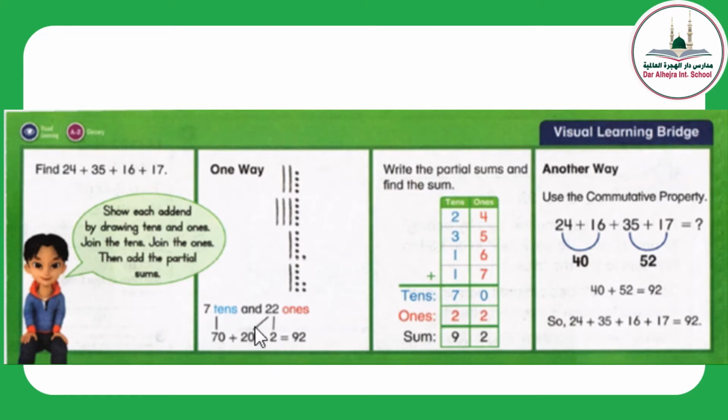So it's so easy to add 70 and 20. It makes 90, and then add a 2 that makes 92. So this is one way, using the models or the lines and the dots.